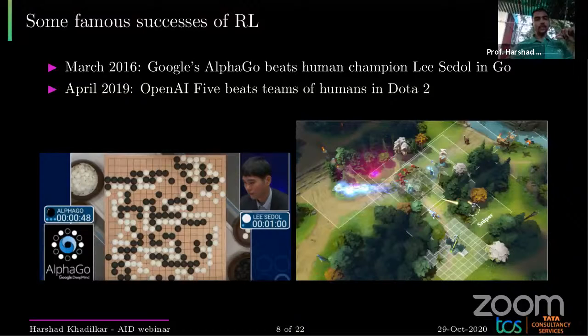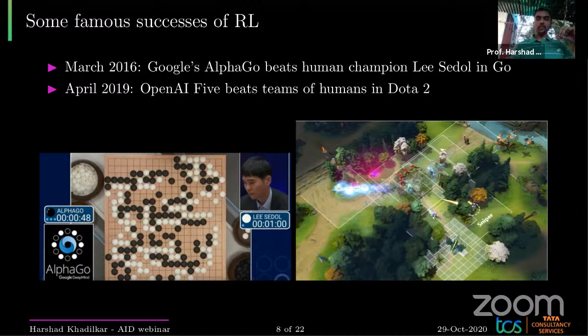And AlphaGo was actually able to beat the human champion in 4 games out of 5. Okay, so this in itself was a pretty impressive achievement, but look at the rate of progress, right? So going from March 2016, within 3 years, in April 2019, a company known as OpenAI built a system called OpenAI Five, which could beat teams of humans. Okay, not a single human anymore, and not working on a single board game either.